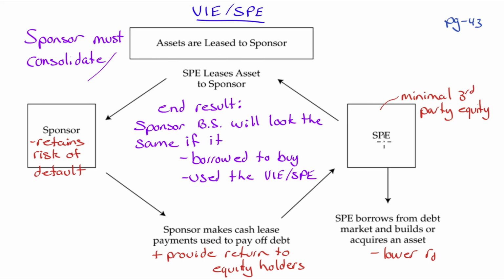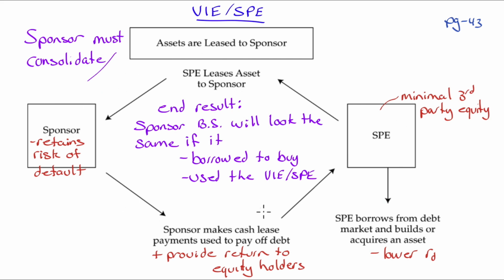So we have the SPE over here. Minimal third-party equity is involved. The SPE borrows from debt markets and builds or acquires an asset, and it can do that at a lower cost of debt. That's why we use it, right? The sponsor retains the risk of default, and the sponsor makes cash lease payments used to pay off the debt, plus to provide a return to the equity holders. The SPE leases the assets to the sponsor.